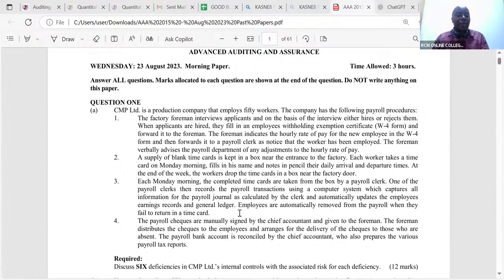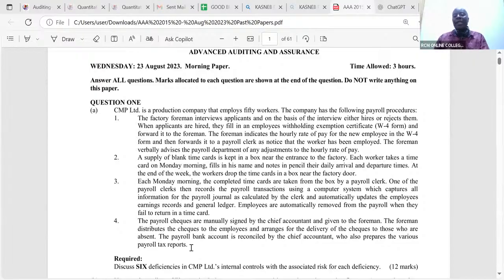The payroll checks are manually signed by the chief accountant and given to that foreman who was already having so much work. So you're giving this foreman a kind of demigod position. You would want your employees to even worship him, quote and unquote, because he's the one who is employing them, the one who is seen around moving with checks. The foreman distributes the checks to the employees and arranges for the delivery of the checks to those who are absent. The payroll bank account is reconciled by the chief accountant, who also prepares the various payroll tax reports. You can see there is that element of aggregation.